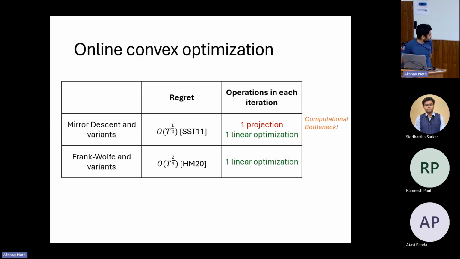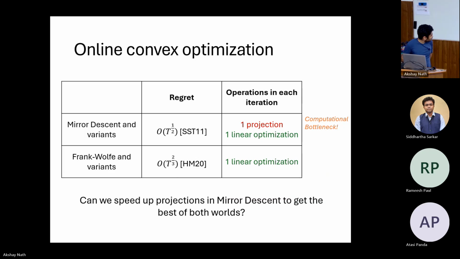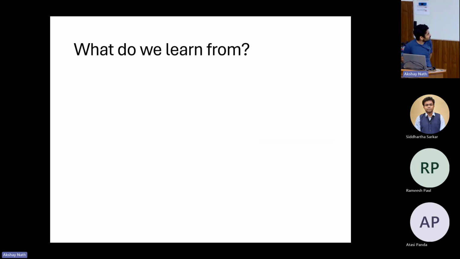And so the question is, well, can you speed up projections in mirror descent to get the best of both worlds? So I want the regret of mirror descent, but hopefully the runtime of Frank-Wolfe and its variants. That would be great, right? We would have the best of both worlds. So we'll not quite be able to get the runtime of Frank-Wolfe, but we'll be able to significantly reduce the runtimes of mirror descent and its variants.